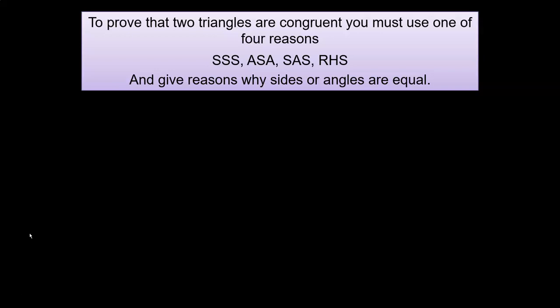Okay then, so to prove two triangles are congruent, there are 4 different reasons that we can use. SSS, ASA, which is sometimes called AAS, SAS, and RHS. And we're not going to worry about this now, but in the future, next year, you'll have to give reasons why sides or angles are equal. So let's have a look at what these strange codes are.